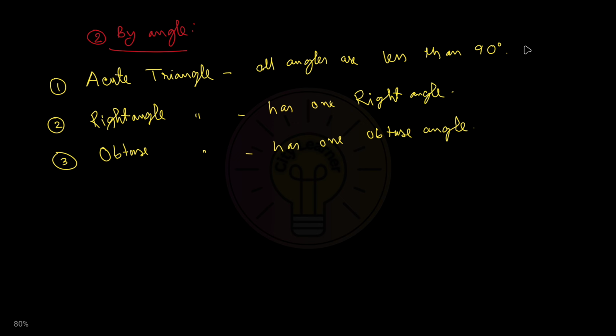So if we draw an acute angle triangle, it will be like this, all the angles will be less than 90 degrees. And in a right angle triangle, one 90 degree angle will be there, and in an obtuse angle triangle, one angle is more than 90 degrees. So these are about triangles.